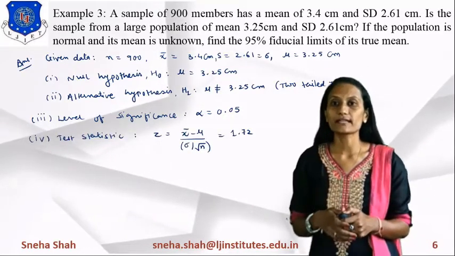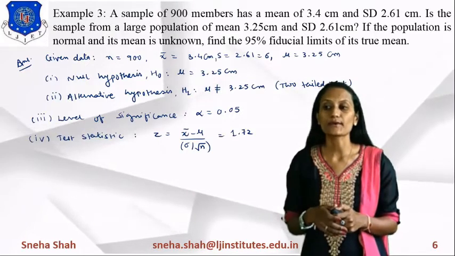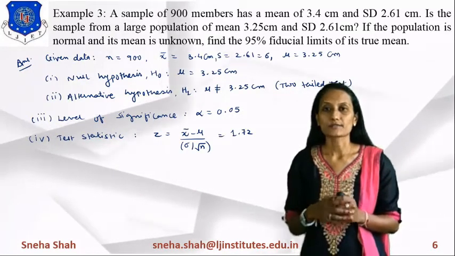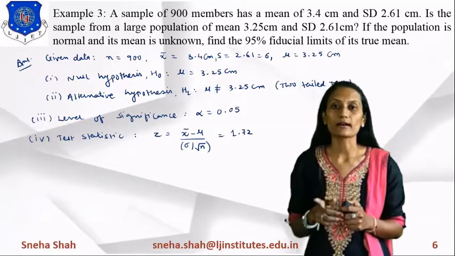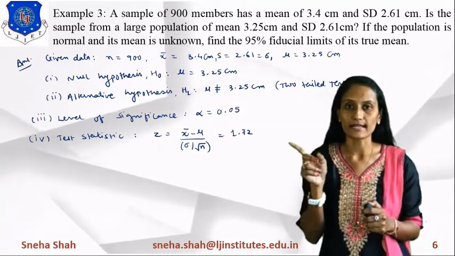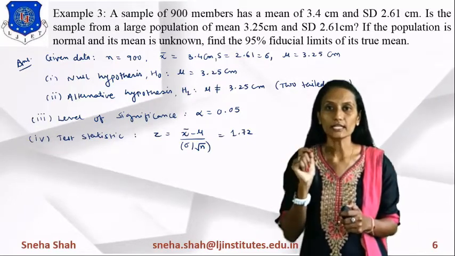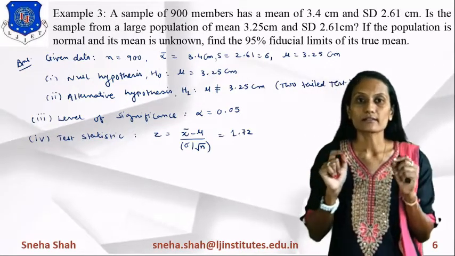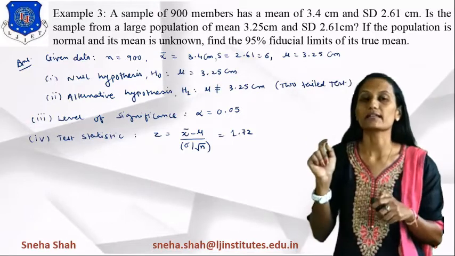Now the next thing we are finding is the test statistic. Its value equals x bar minus mu upon sigma upon under root n. So if we put all these values in and solve, then the answer equals 1.72. So what is the value of mod z? The value of mod z equals 1.72.